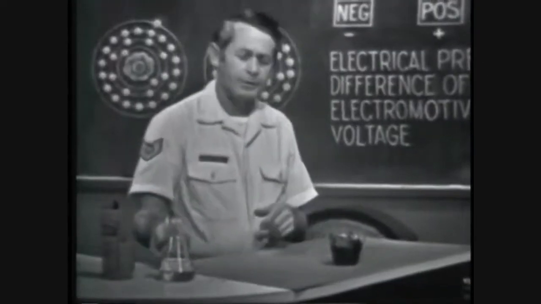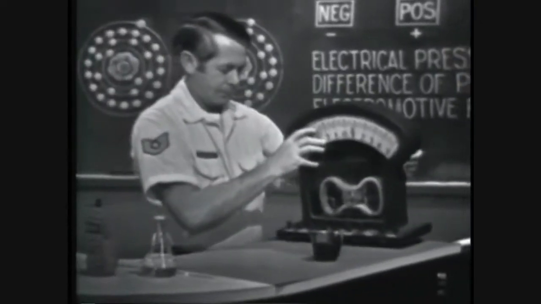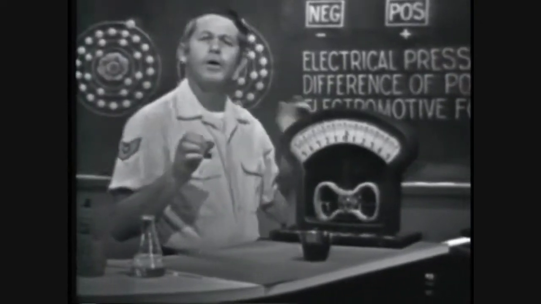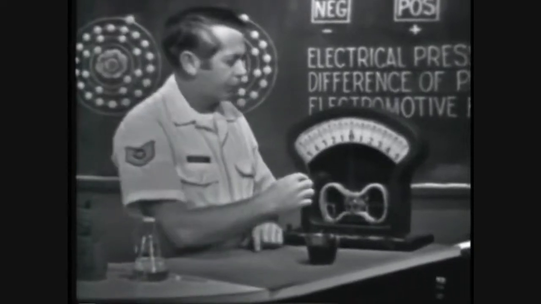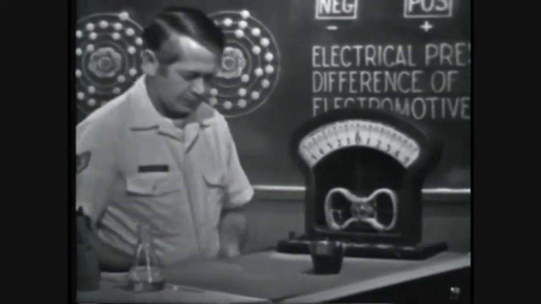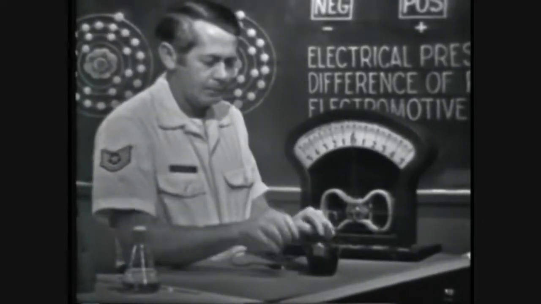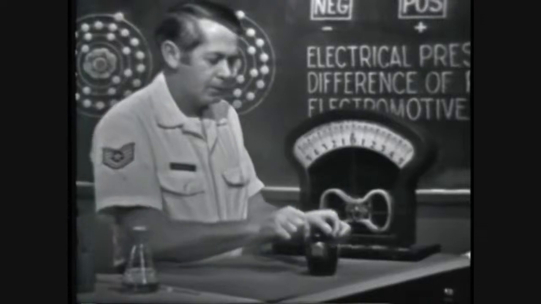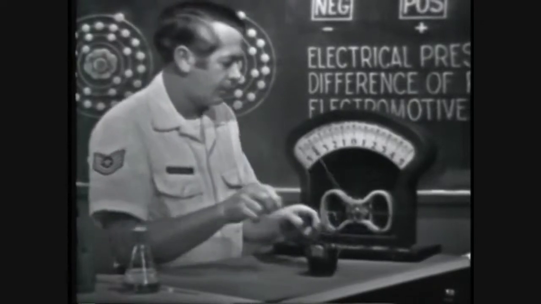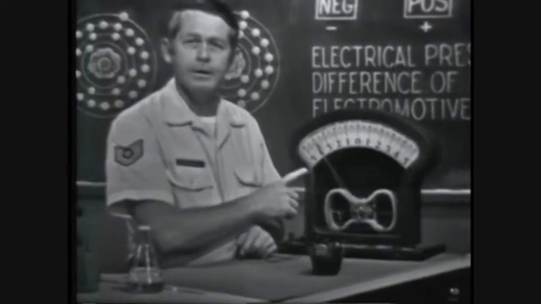Now, to check the results, I'm going to use this meter. If a voltage or EMF does exist, it'll force electrons through this meter, causing it to deflect. So let's connect the meter to the material. One side here to the zinc, the other side here to the carbon. And of course you can see that the meter does deflect.